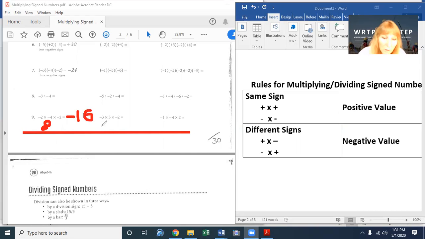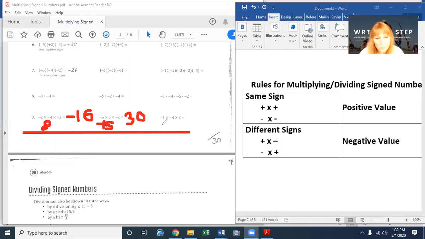Next one, -3 times +5. Different signs, yep, negative value. So -3 times +5 is -15. And now we have to take this -15 and multiply it by -2. Same sign now, right? -15, -2. Same sign, positive value. The answer will be -15 times -2, positive 30.